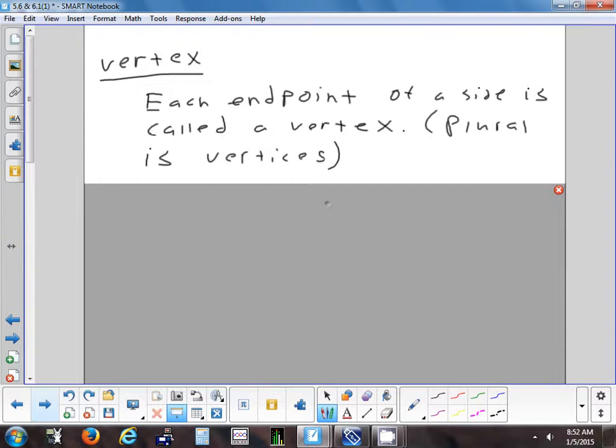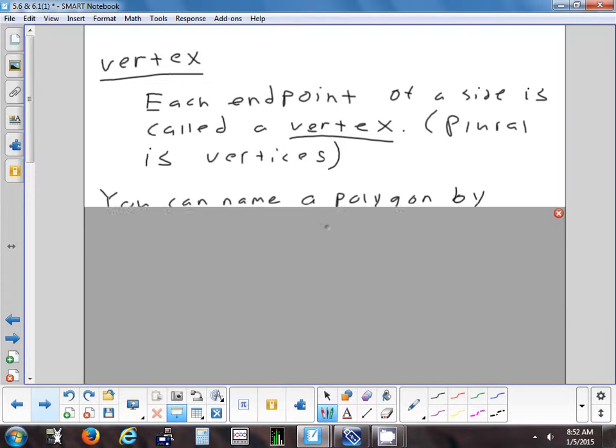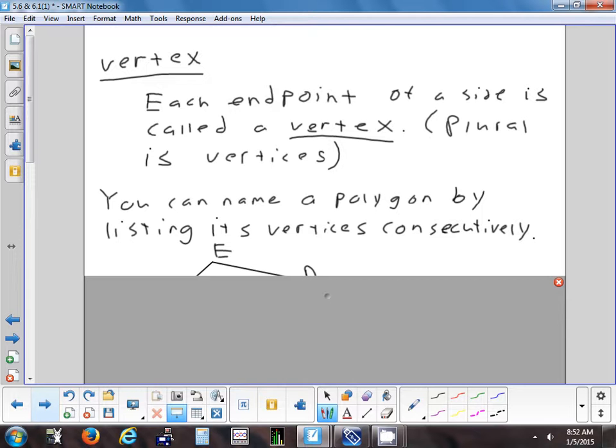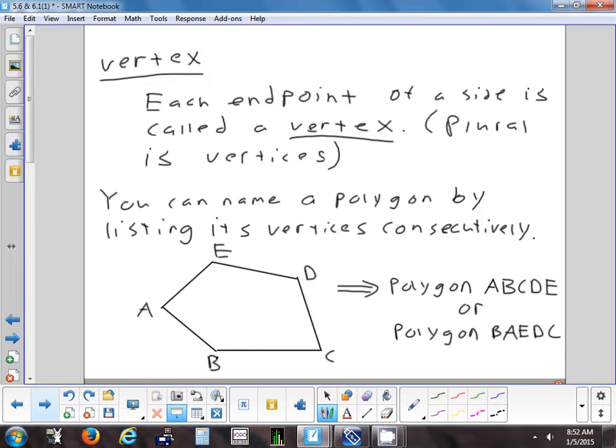I've already been using this word, but each endpoint of a side is called a vertex. And the plural is vertices. You can name a polygon by listing its vertices consecutively. We've already done this with triangles. Triangle ABC. The only thing is, in a triangle, there's no way to name the vertices non-consecutively. That's impossible. They're all next to each other, right?